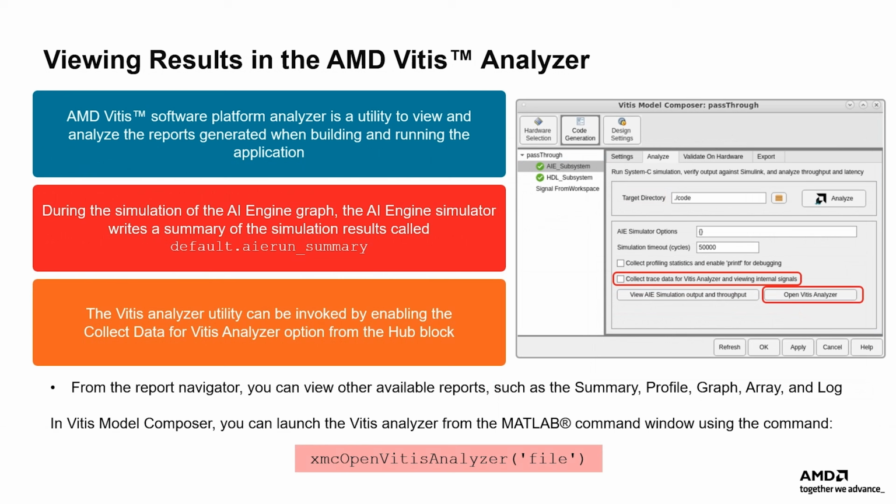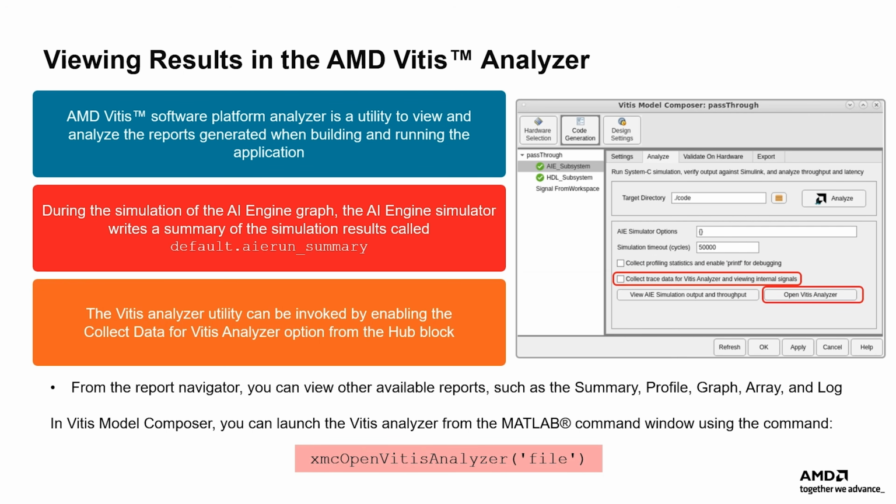The Vitis Software Platform Analyzer is a utility that allows you to view and analyze the reports generated when building and running the application. It is intended to let you review reports generated by both the Vitis compiler when the application is built and the Xilinx runtime XRT library when the application is run. During the simulation of the AI Engine graph, the AI Engine simulator writes a summary of the simulation results called default.aierun_summary. This can be viewed in the Vitis Analyzer. The summary contains a collection of reports and diagrams reflecting the state of the AI Engine application.